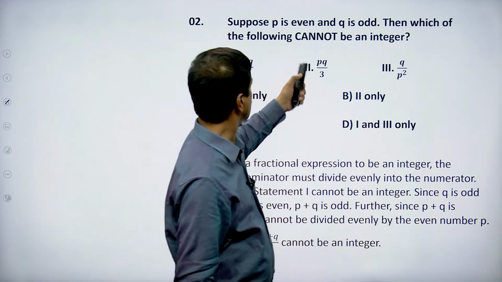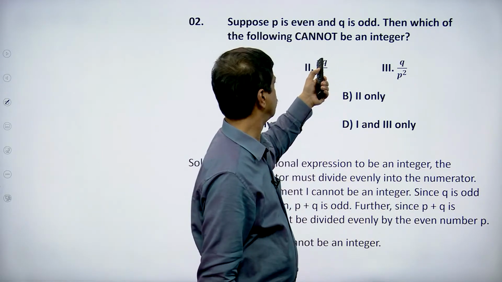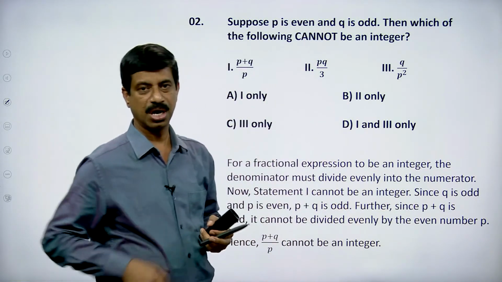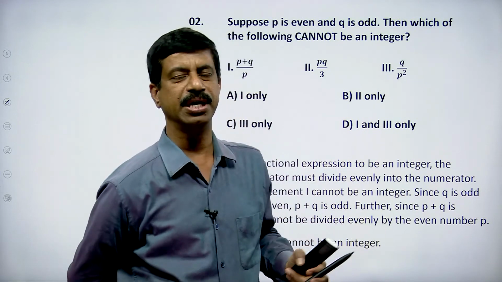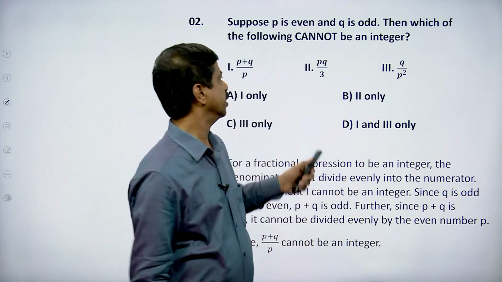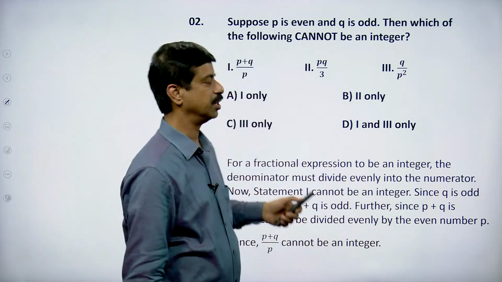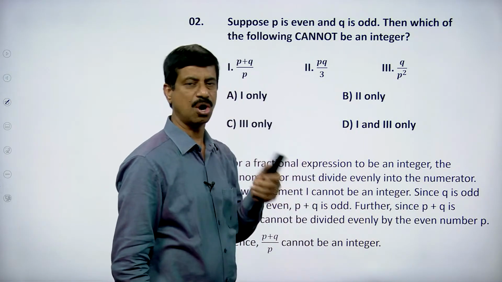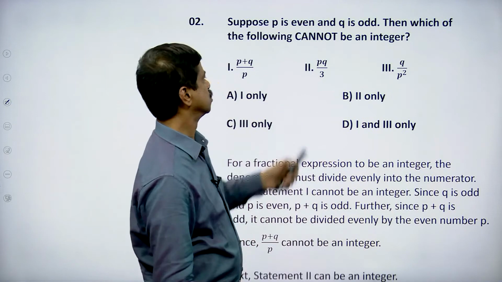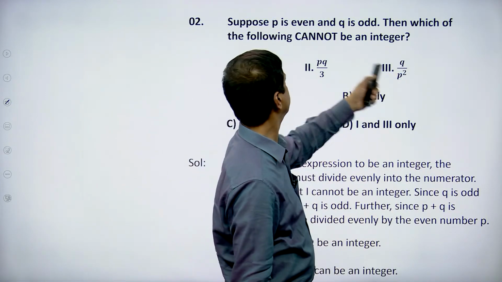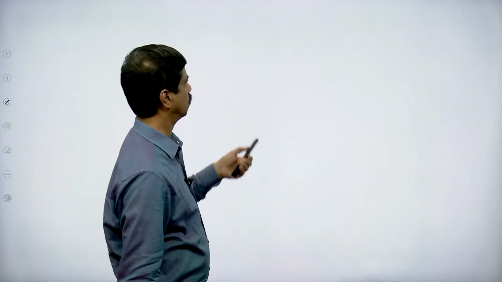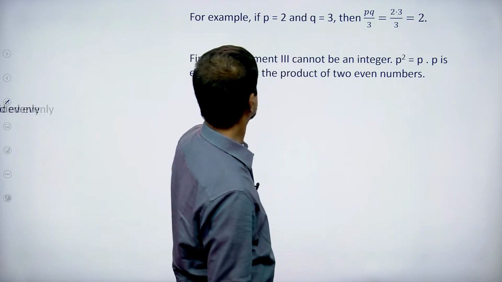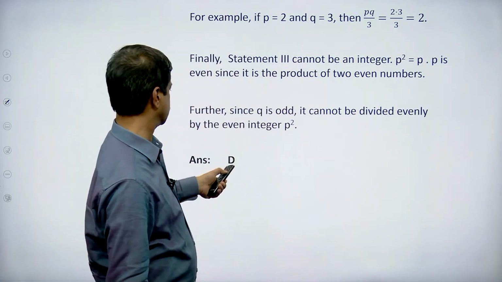Now P is even, Q is odd, even into odd by 3, it could be an integer, because it depends on what P is and what Q is. Therefore, we cannot say that it cannot be an integer. So, it is possible. So, therefore, for 2, I am not sure whether it is an integer or not. It could be or it could not be. Now Q is odd by P square. P is given as even.